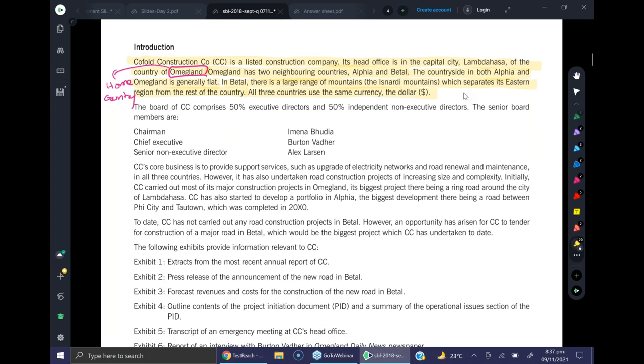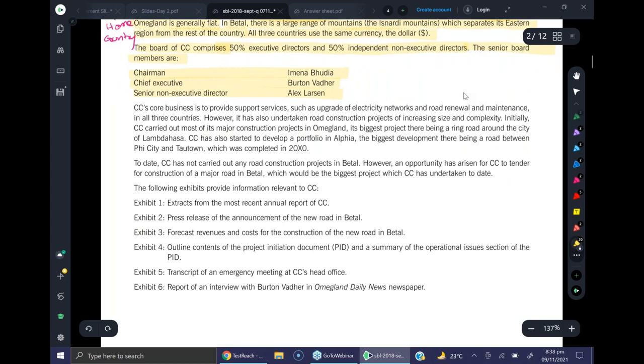Okay, it says that the board of CC comprises, CC stands for the Kuffold Construction Company. So the board of CC comprises 50% executive directors and 50% non-executive directors. The senior board members are Chairman Amina, Chief Executive Burton, Senior Non-Executive Director Alex. CC's core business is to provide support services such as upgrade of electricity networks and road renewal and maintenance in all three countries. However, it has also undertaken road construction projects of increasing size and complexity.